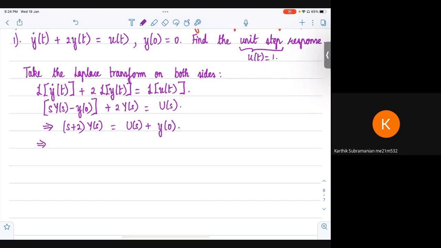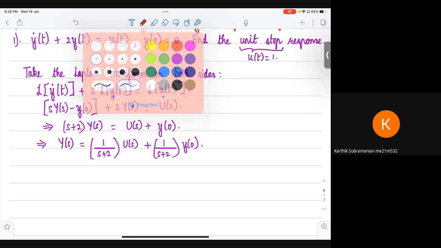So once we have this, our capital Y of s will become 1 divided by s plus 2 times U of s plus 1 divided by s plus 2 times y of 0. Okay, so that's what we do. I just divided both sides by s plus 2.